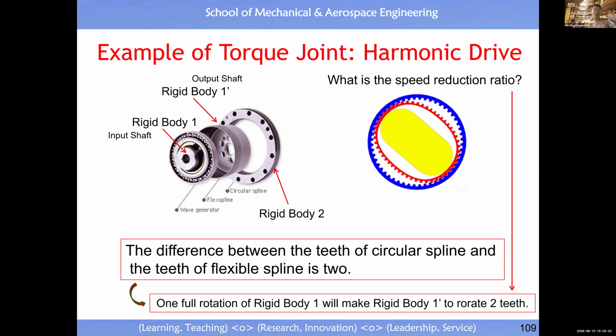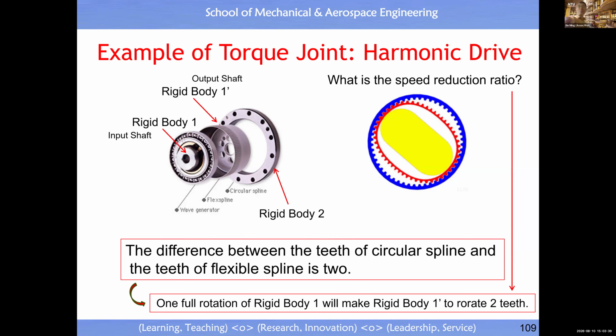Okay, so a speed reducer means what? Body 1 can be the input motion, and body 2 then is the output motion. Or body 2 is the input motion, then body 1 is the output motion. Between the motion of body 1 and the motion of body 2, there's a motion difference. Then what is the ratio? The ratio is the speed reduction ratio.